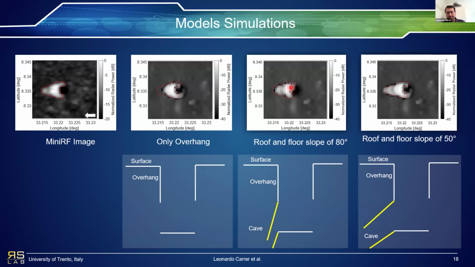And here you can see a simulation with a model that had a roof, here we call this the roof, and slope floor of about 80 degrees. But this is an example of a model that was not matching because once again, part of the response is missing when we compare it to the Mini-RF image. And this is another model with a roof and a floor slope of about 50 degrees, and you can see it sort of matches, but still not there to match the red pattern, this anomaly shape.